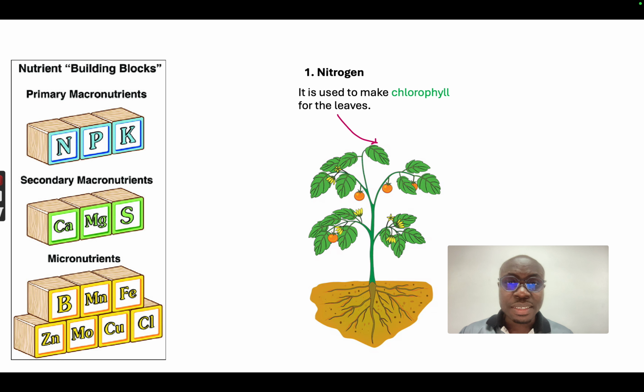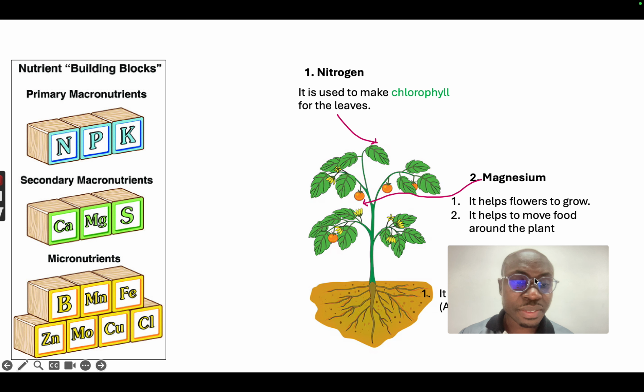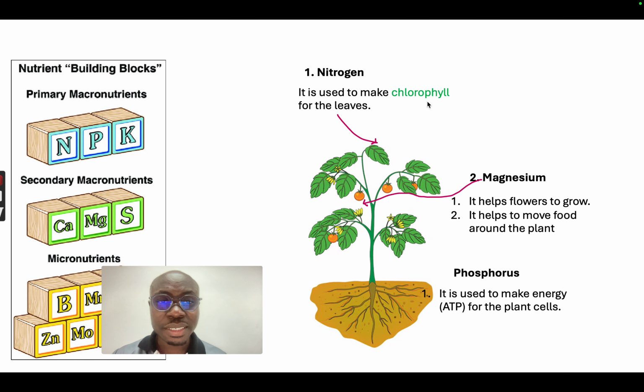Now, nitrogen is very important because we use nitrogen to make chlorophyll. And chlorophyll makes the plant or the leaves look green, right? You have chlorophyll, it makes the leaves green. So if the plant doesn't have nitrogen, we cannot make chlorophyll and the leaves will be yellow.